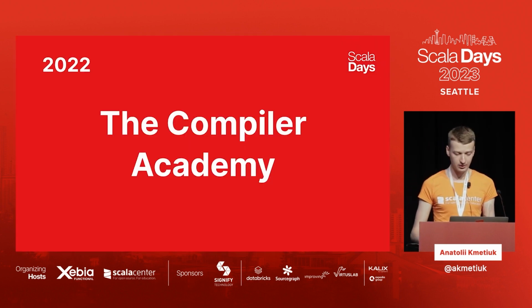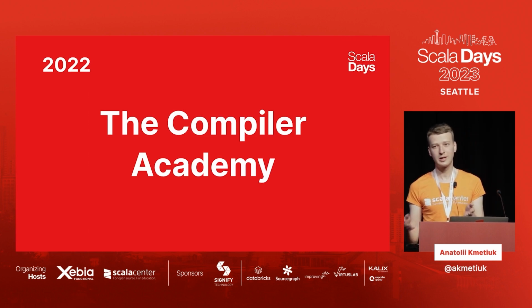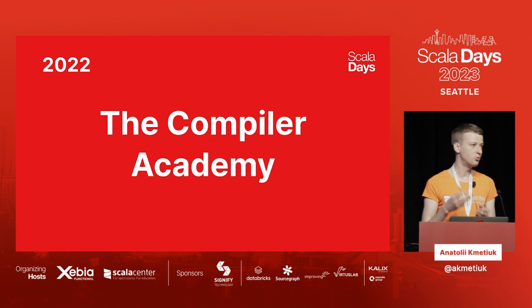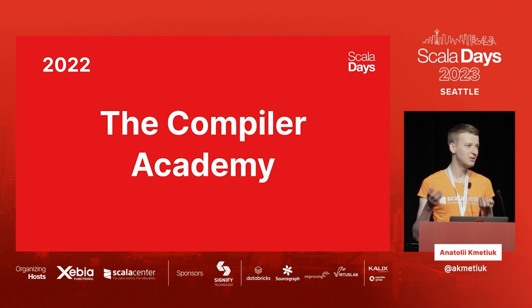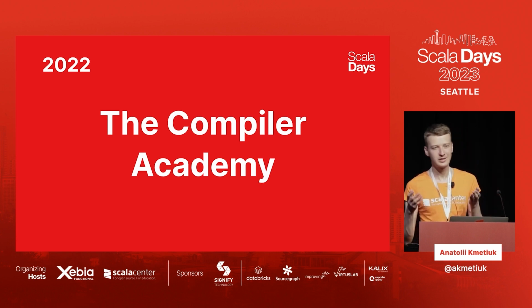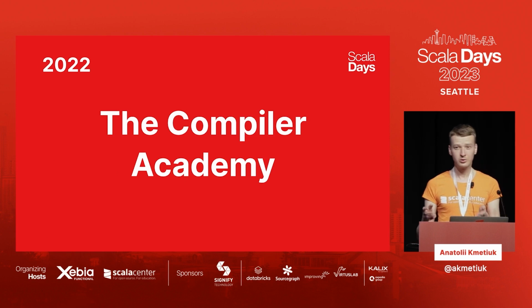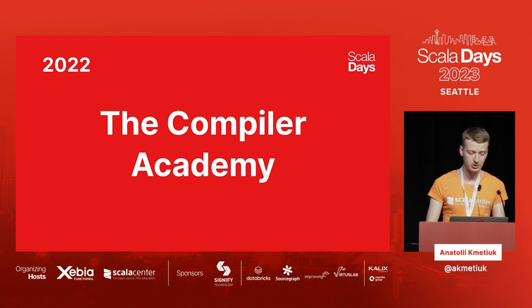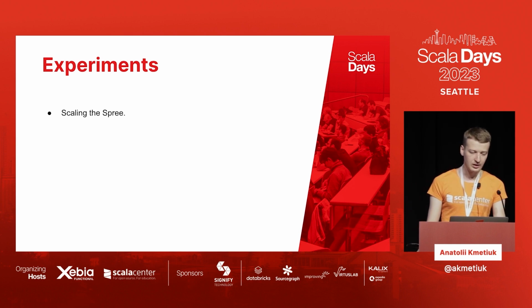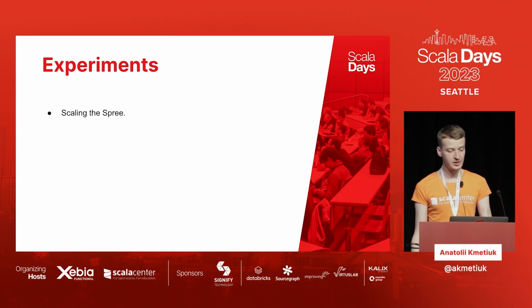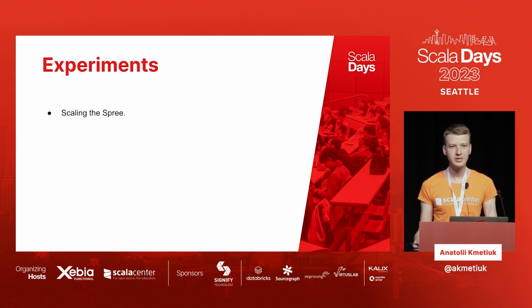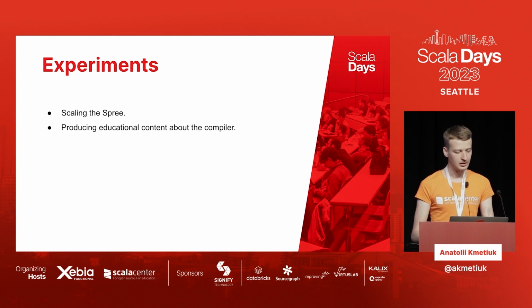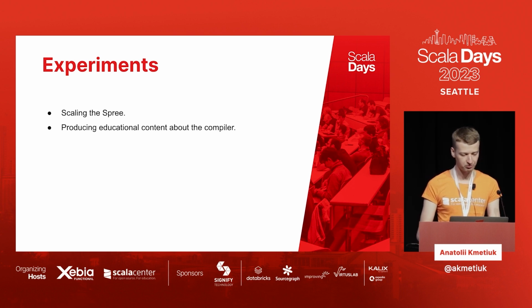So for 2022, we had to come up with some more deliberate strategy of what to do with it. Because 2021 was just an experiment, just to see whether it flies or not, whether it helps or not. It was less formal. But in 2022, we saw that there is a potential, so we could plan ahead. So for the previous year, what we did boiled down to 2 experiments. The experiment of scaling the spree in terms of amount of people who come, and in terms of producing educational content for other people to learn new stuff, to learn the compiler.